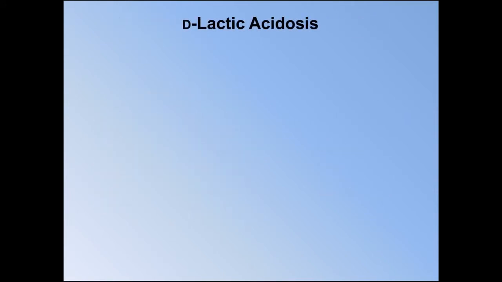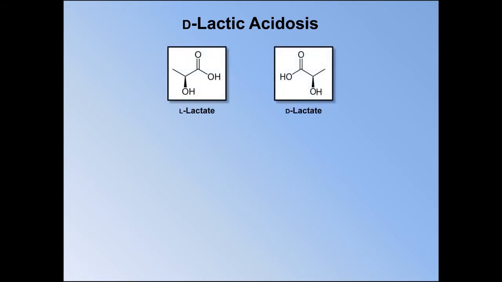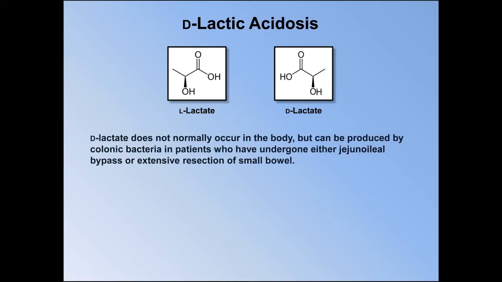D-lactic acidosis is a relatively unique form of lactic acidosis that occurs as a consequence of lactate having two enantiomers. The L enantiomer is the common form, which is produced in humans primarily via the reduction of pyruvate by lactate dehydrogenase. There also exists the mirror image of L-lactate, which is D-lactate. D-lactate does not normally occur in the body, but can be produced by colonic bacteria in patients who have undergone either jejunal ileal bypass or extensive resection of small bowel.